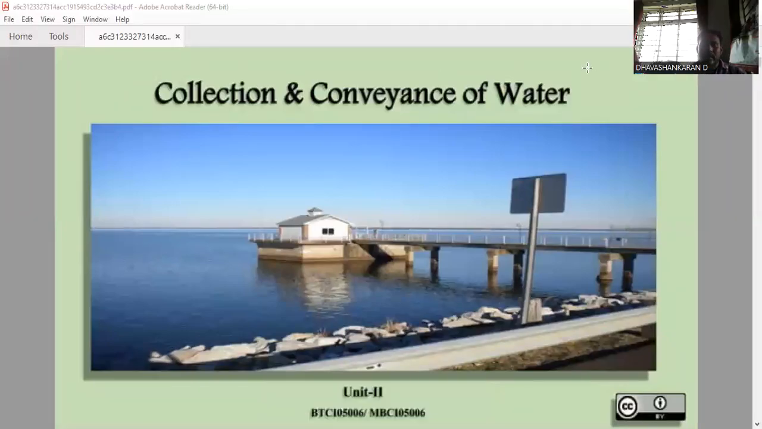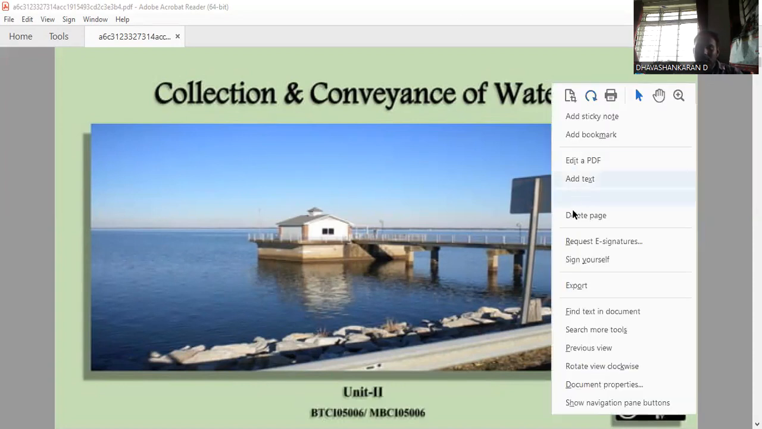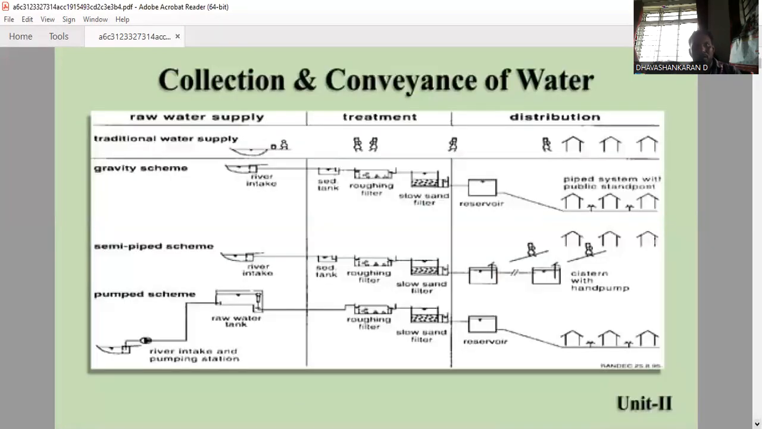Today's topic is collection and conveyance of water. It means how we collect the water and how we deliver the water to the public users. It comes under the classification also. What are the treatment methods to be carried out, and what distribution systems are available for distributing water to the public.